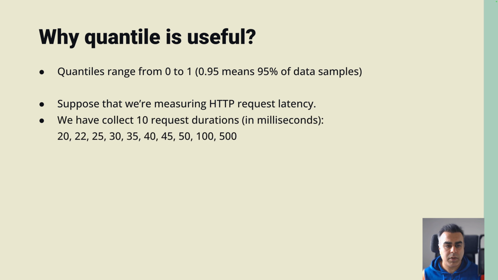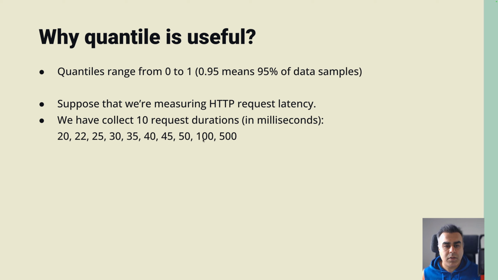requests, and the numbers are like this and are sorted from the lowest to highest. We can see that the majority of the duration of the request are less than 50 milliseconds. So this is a better observation and better insight for our system, that the majority of the users have less than 50 milliseconds. But suppose that we take the average of this, the number can be misleading.